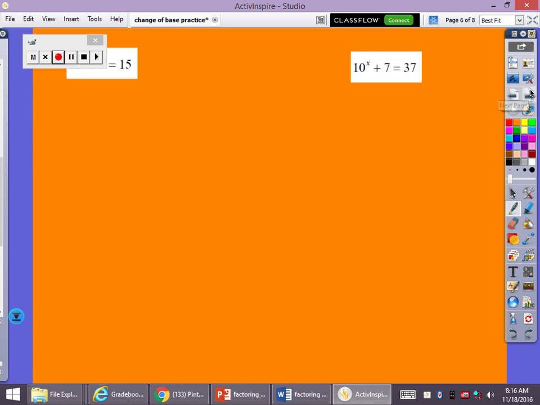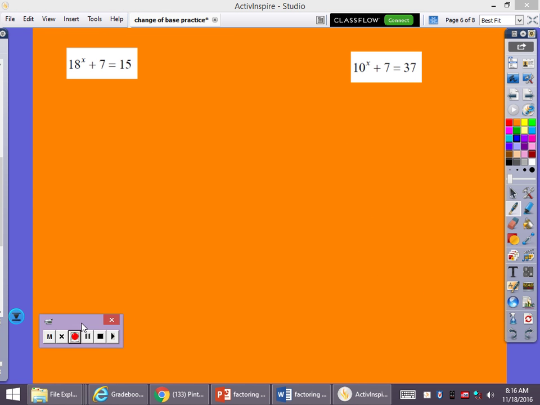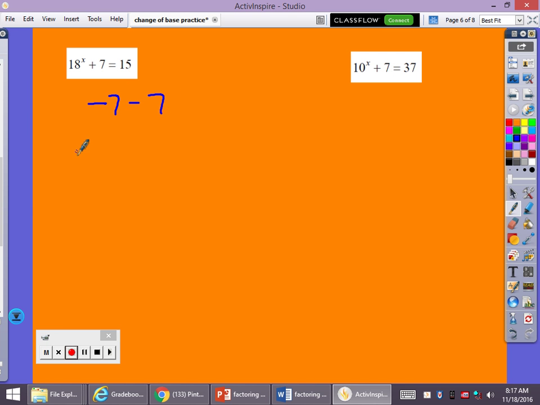All right, these are the harder type. Okay, so in these ones, before I go from exponential to log, I must have the exponent by itself. So what is my first move in this one? Subtract 7 on both sides. So 18 to the x equals 8. Now it is identical to the last page, yes?